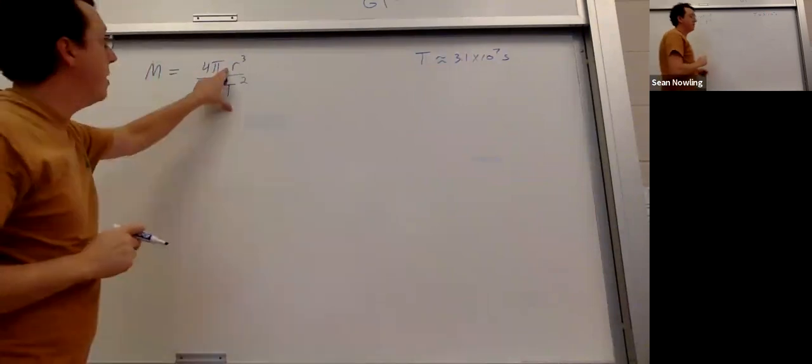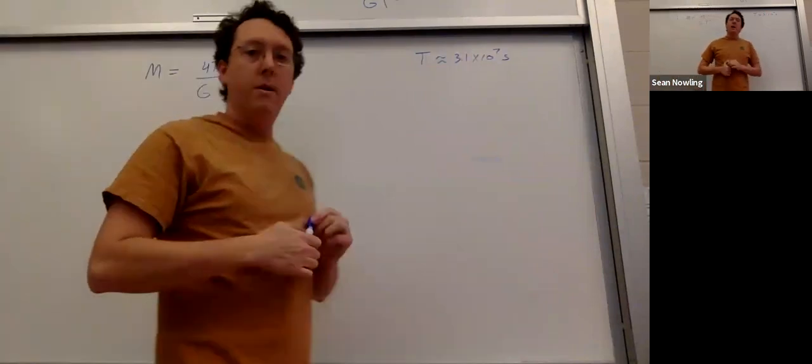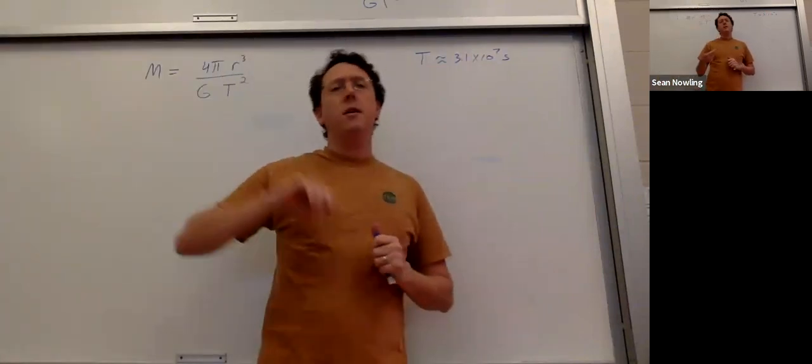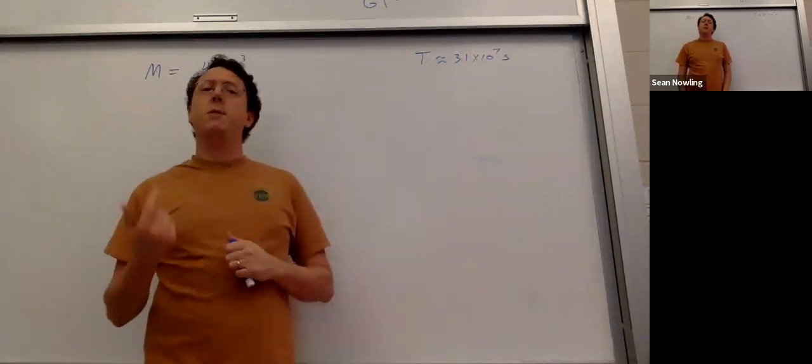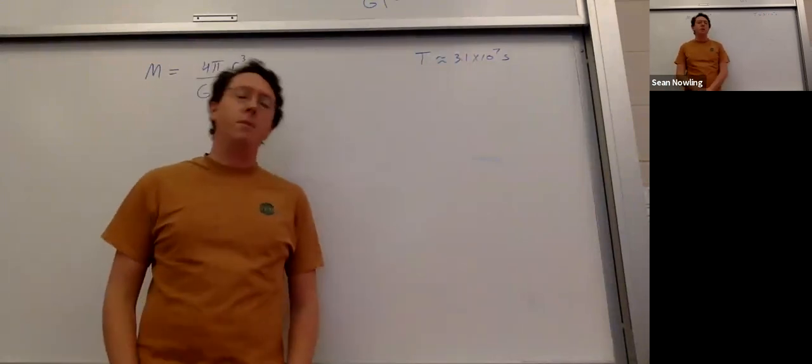The radius of the Earth's orbit around the sun. How could you figure that out? We've done this before when we were talking about the speed of the Earth way back, a month ago.